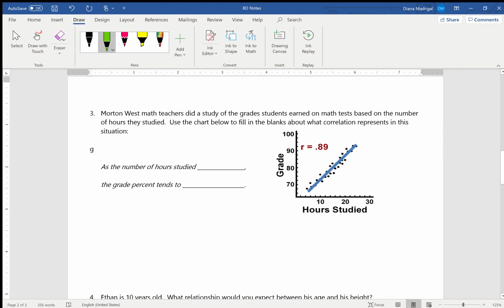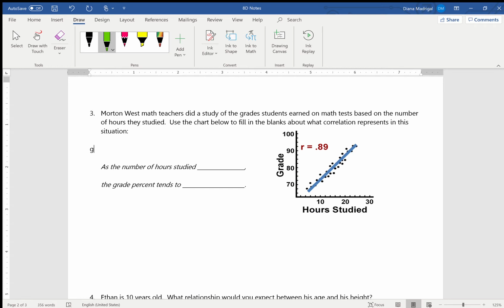Question number 3 says math teachers did a study of the grades students earn on a math test based on the number of hours they study. Use the chart below to fill in the blanks about what correlation represents in this situation. So all we have to do is represent the correlation. Remember, correlation is the pattern.